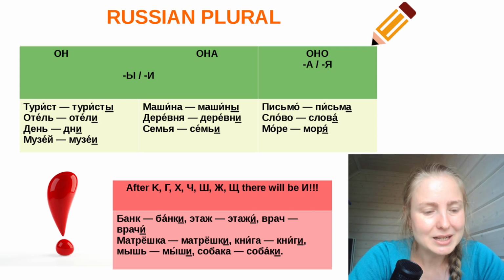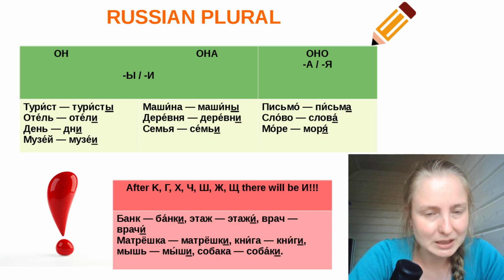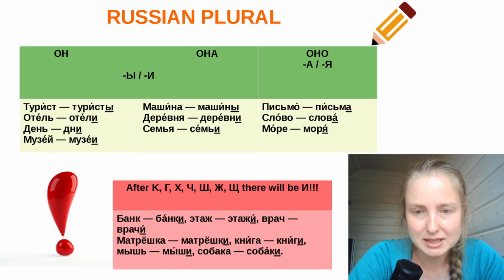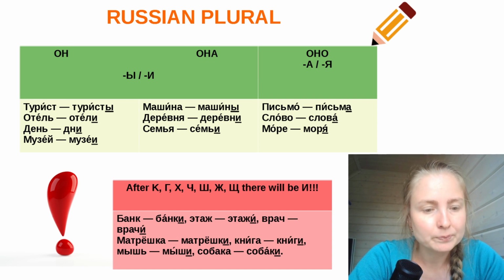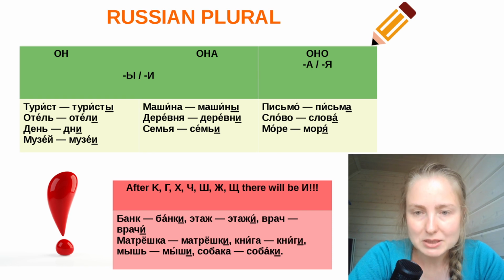Okay. Now, please pay attention to the red table that is given below the green one. So, for masculine and feminine nouns, I want to draw your attention that if the previous consonants of nouns are к, г, х, ч, ш, ж, щ, instead of ending ы, we use the ending и according to the Russian spelling rules.